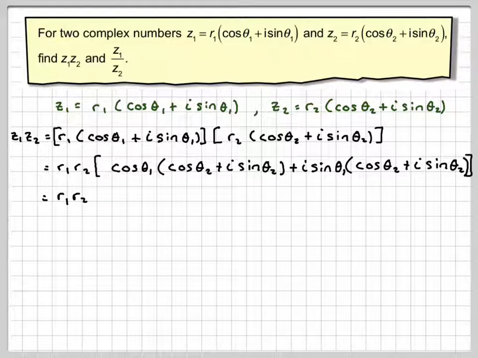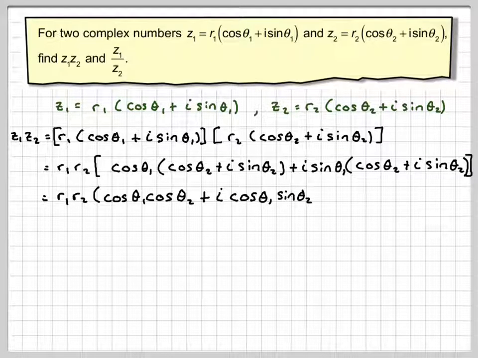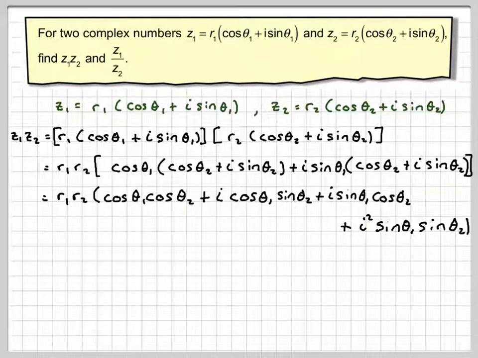Right, we'll leave this out here. We've got r1 r2. So we're going to have cos theta 1 cos theta 2, plus i cos theta 1 sin theta 2, plus i sin theta 1 cos theta 2, plus i squared sin theta 1 sin theta 2. Now, i squared we know is equal to minus 1, so we'll replace this with minus 1.